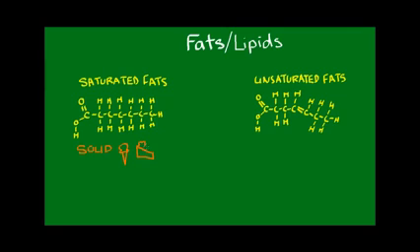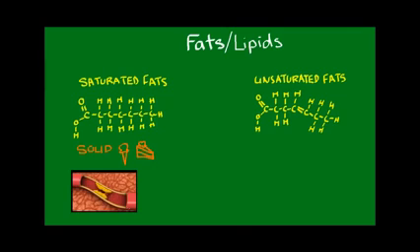Saturated fats can clog up blood vessels and cause heart disease. On the other hand, unsaturated fats have a bent carbon chain, so they cannot pack as closely together, making them liquids at room temperature, or oils. Naturally occurring unsaturated fats, such as those found in nuts, fish, and vegetable oil, are good for you.